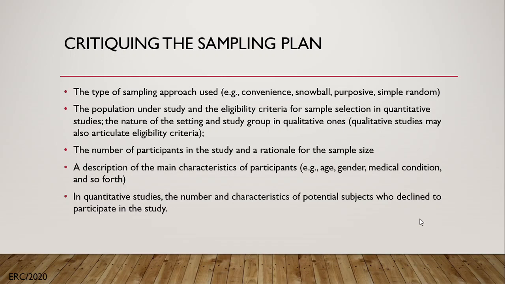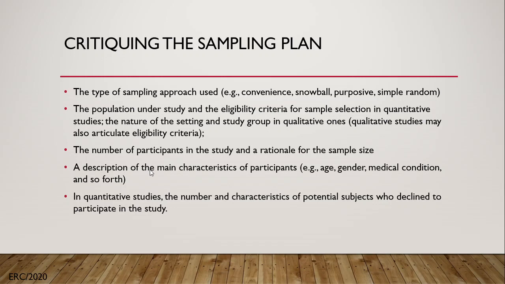Okay? In critiquing a description of a sample plan, you should consider two issues. Number one is whether the researcher has adequately described the sampling strategy. Ideally, a research report should include descriptions of the following. What is the type of sampling approach used? Convenience, snowball, purposive, or simple random.